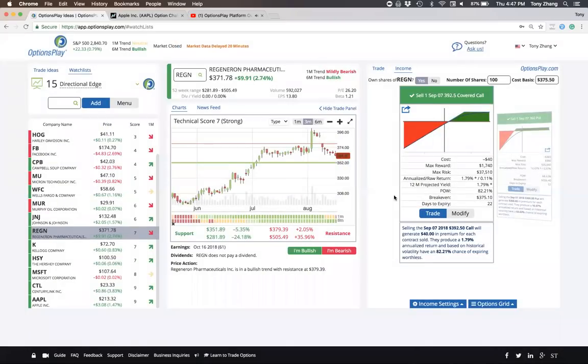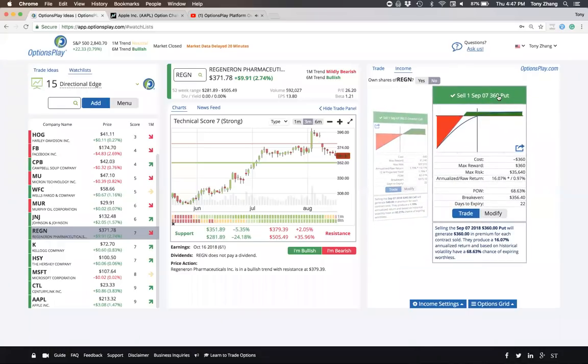Conversely, for those of you that are selling puts, you can click on no, you don't own shares of this stock, and now it's going to give you the short put opportunity. So here, as you can see, I can sell the September 7th 360 put, so about $10 below the current price. It's going to generate me $360, which is roughly 1% of the underlying price, and I get to do that in the next 22 days.